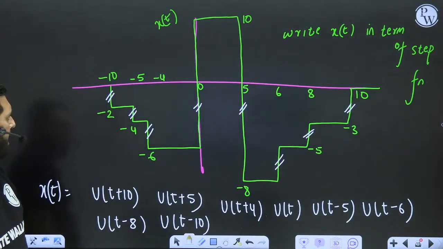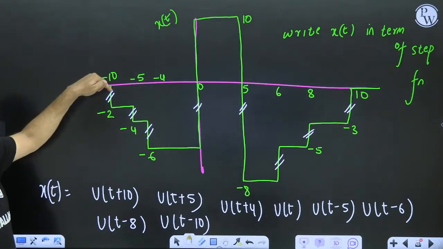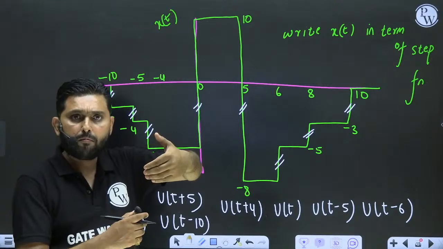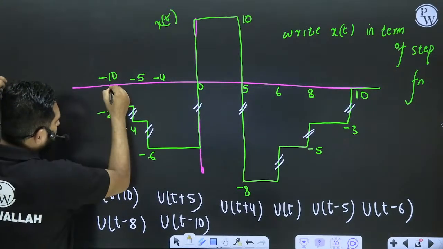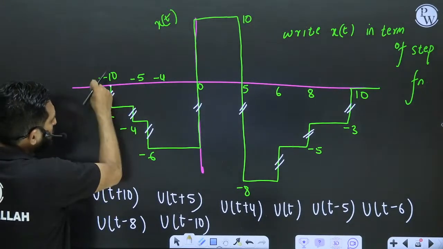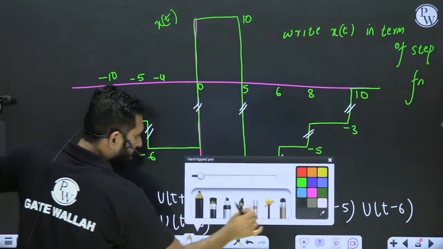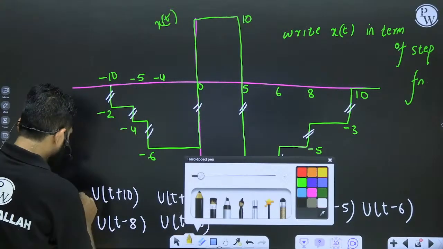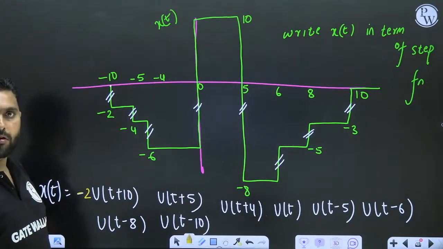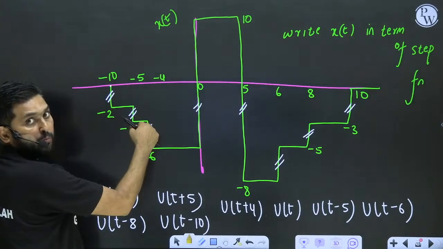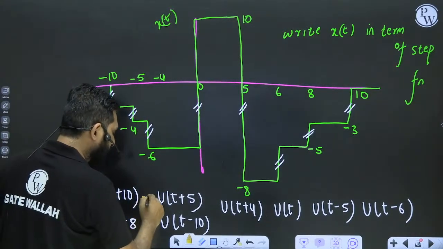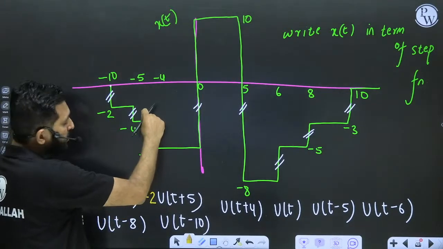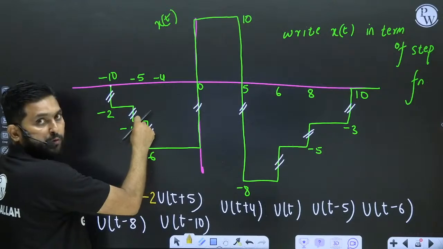Just write the coefficients. See how we write the coefficient: stand on the jump and write the upper value minus the lower value. Upper value means the value after the jump, and lower value the value before the jump. At this point, the value is minus 2 minus 0, so it should be minus 2. At this point, minus 4 minus minus 2 means it is minus 2 again. At minus 4, upper value is minus 6, lower value is minus 4, again minus 2.